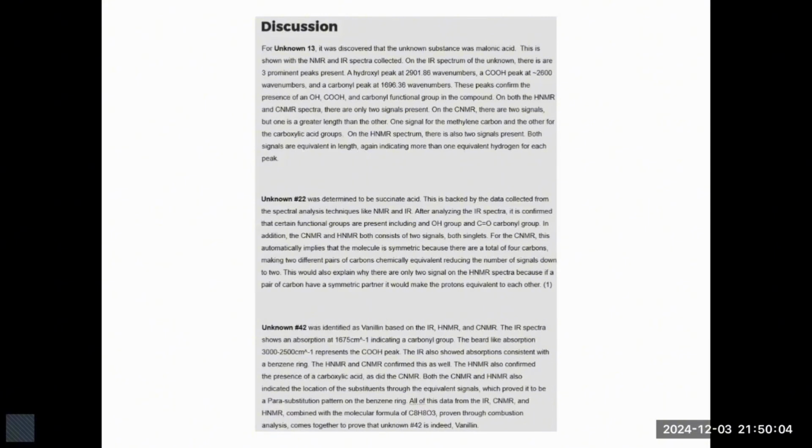The HNMR also confirmed the presence of a carboxylic acid, as did the CNMR. Both the CNMR and HNMR also indicated the location of substituents through the equivalent signals, which proved it to be a para substitution pattern on the benzene ring. All of this data from the HNMR, CNMR, and IR, combined with the molecular formula C8H8O3 proven through combustion analysis, come together to prove that the unknown number 42 is indeed vanillin.